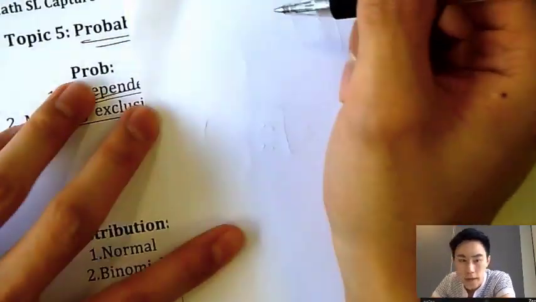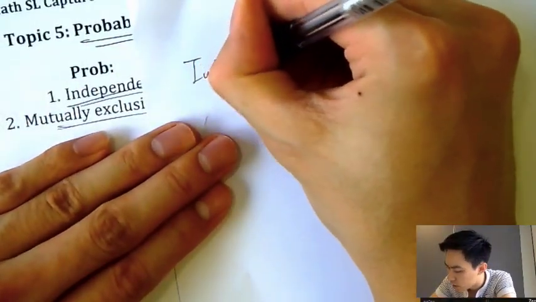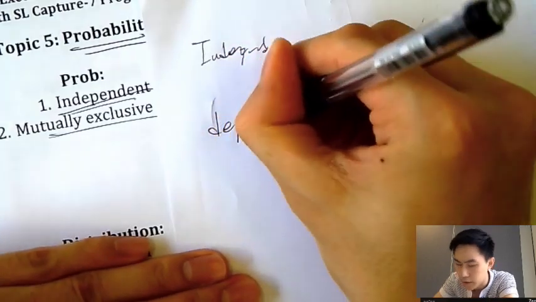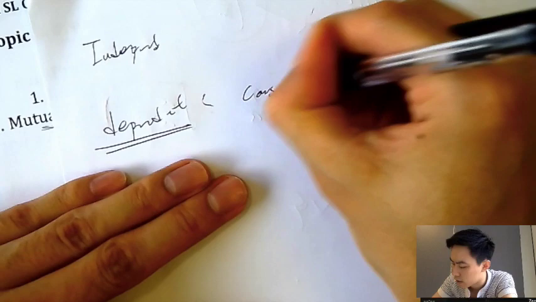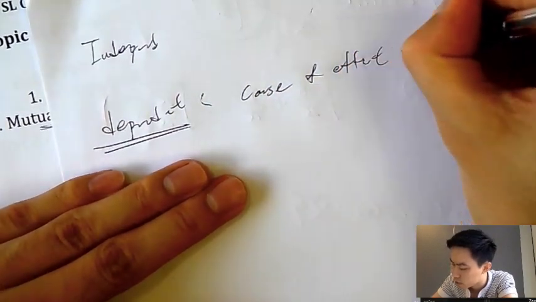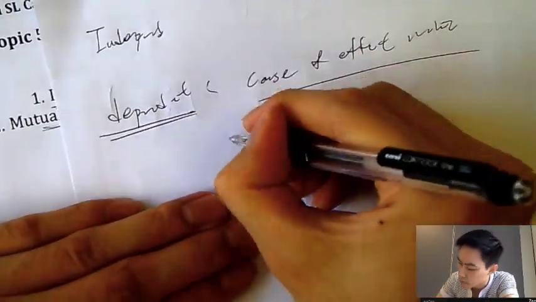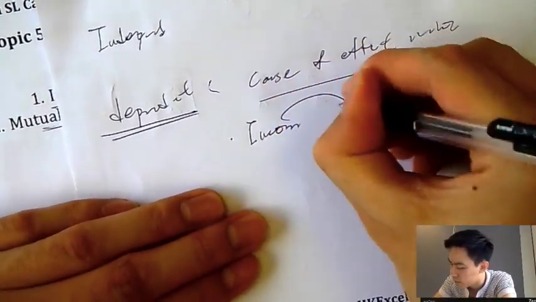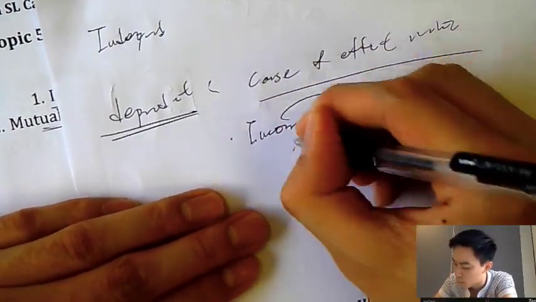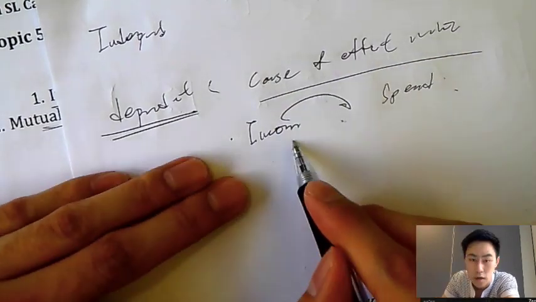So for independent events, you need to compare with dependent events. Dependent events just means there's a cause and effect relationship. If something happens, then it will affect another. So let's say your income will affect your spending, right? If you earn more, then you spend more. So there's a cause and effect.